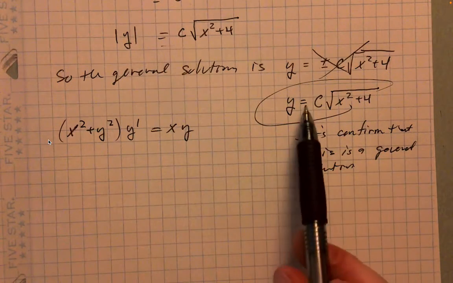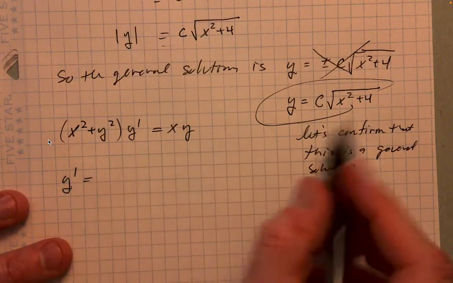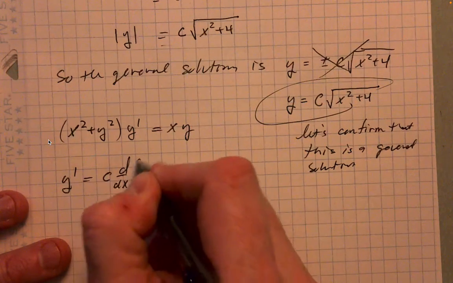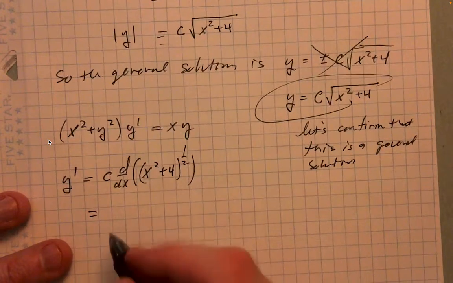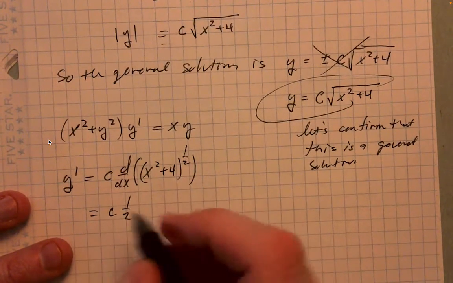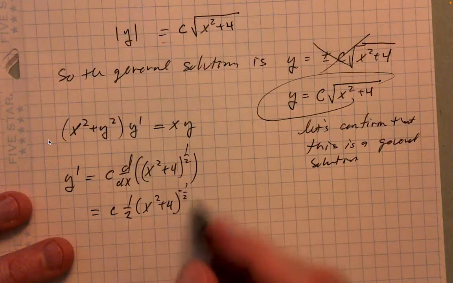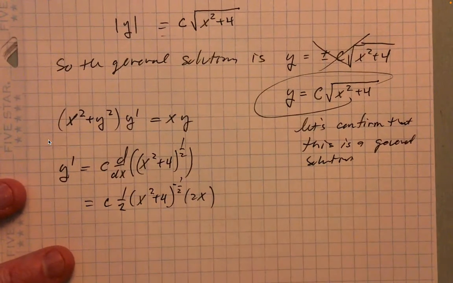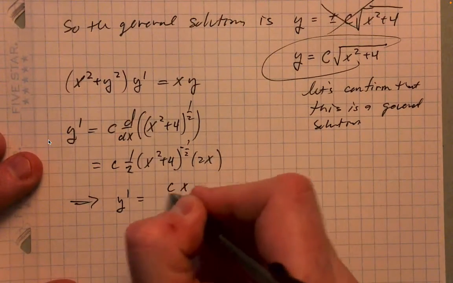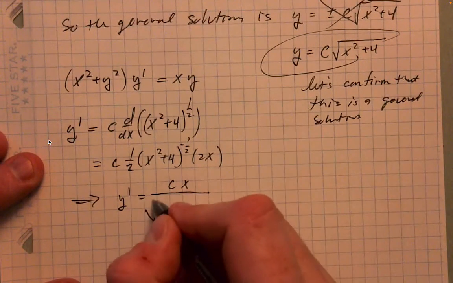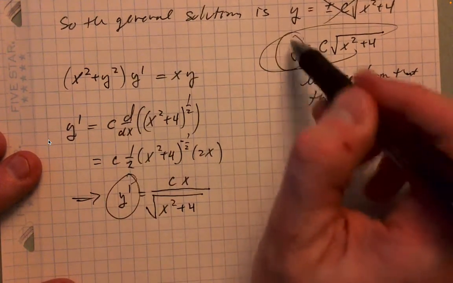So how do we do that? Well, we need the first derivative of this. So y prime is equal to c times d dx of x squared plus 4 to the 1/2 power. That's c times 1/2 times x squared plus 4 to the negative 1/2, and then the derivative of the inside is 2x. And so we can write that as y prime equals c times x divided by the square root of x squared plus 4. Now we can take this and plug them in over here.